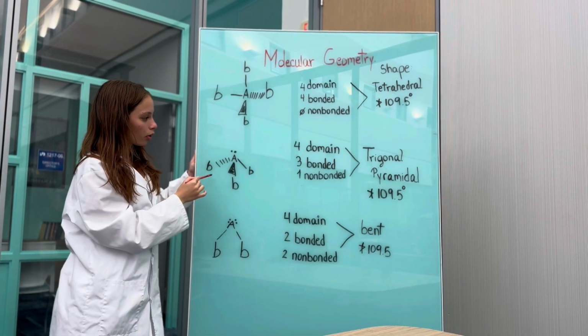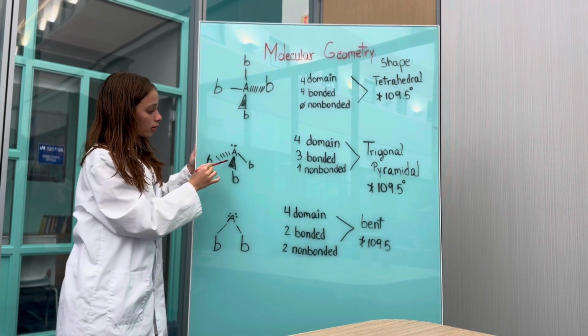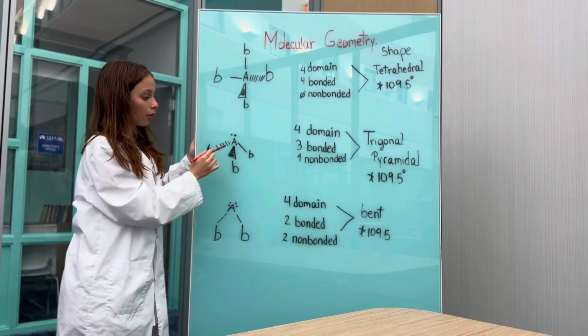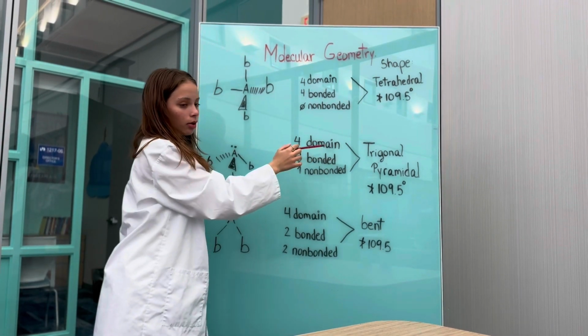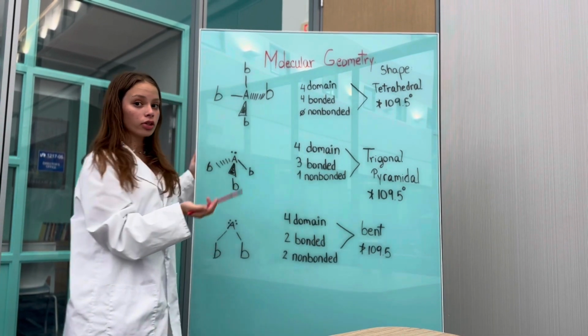In the second one, we have 4 domains. Only 3 of the domains are bonded, and we have 1 non-bonded, which is going to be this one. They have a trigonal pyramidal shape with an angle of 109.5 degrees too.